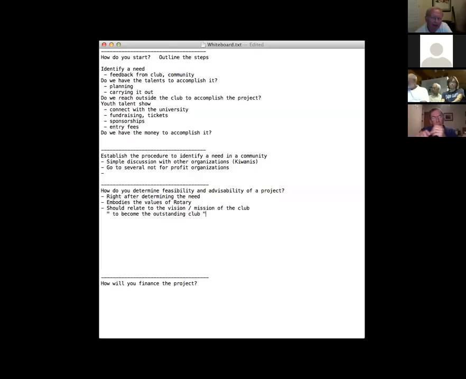I guess we really only have two clubs represented online. We have Mesilla Valley and Silver City. Silver City, do you have a vision or mission that you could clearly state?